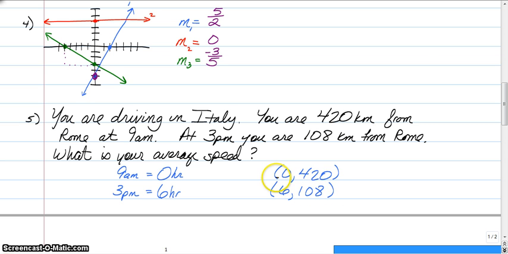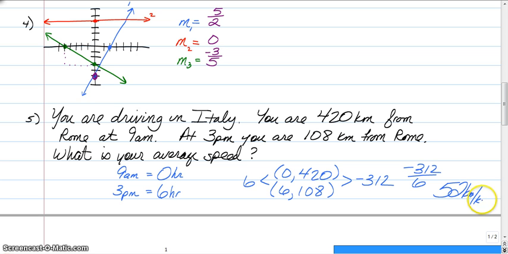So here's another example where you can just use the jump rule. This is down by 312. This is going up, obviously, by 6 hours. So we have negative 312 divided by 6 hours, which means we have negative 52 kilometers per hour. That is our rate of change. Okay?